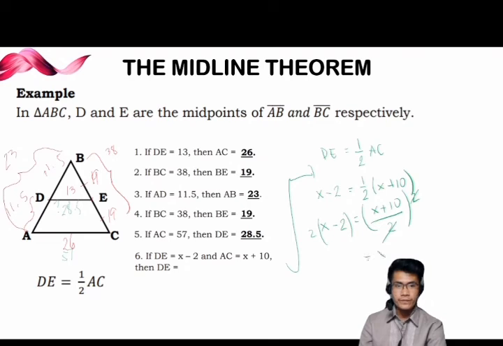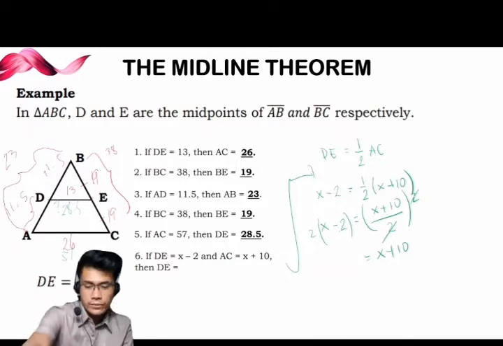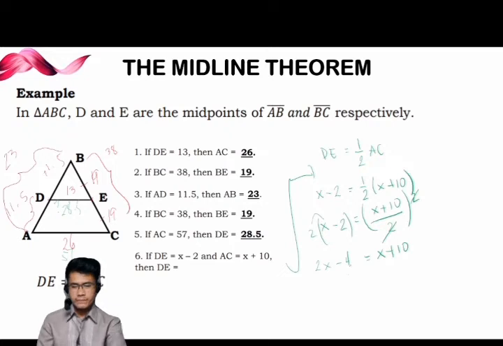So, we only have x plus 10 on the right, and then on the left side, we have 2 times the quantity of x minus 2. So, we can multiply the 2 to the terms inside the parentheses already now. So, distribute natin yung 2 inside the parentheses. So, we will have 2 times x, that will be 2x, and then 2 times -2, that will be -4. Then after that, let's combine like terms.